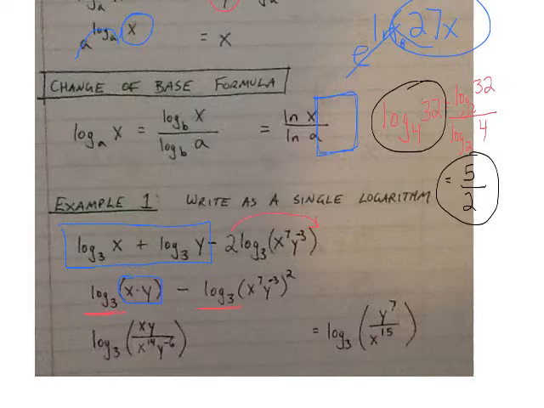So I take the first logarithm, and since they're being subtracted, I make the argument the numerator, and then I take the second logarithm and I make the argument the denominator. And then I go through and simplify my xy over x to the 14th, y to the negative 6th, and I have a final answer of log base 3 of y to the 7th over x to the 15th. In my opinion, this is a good example question because not only is it testing our logarithm properties, but it's also testing our ability to simplify exponential expressions.